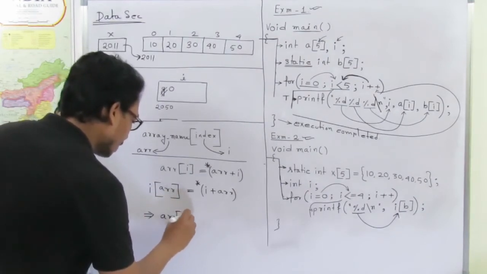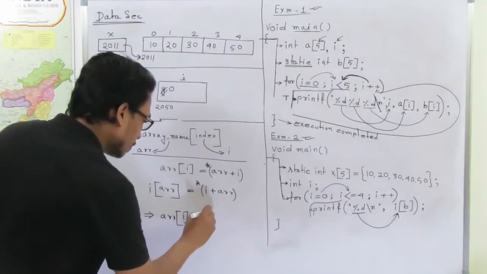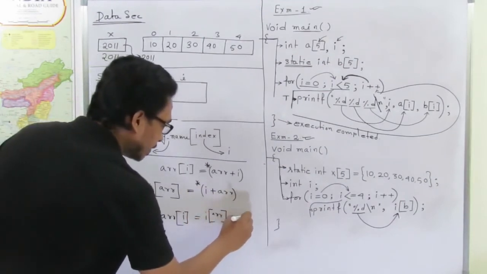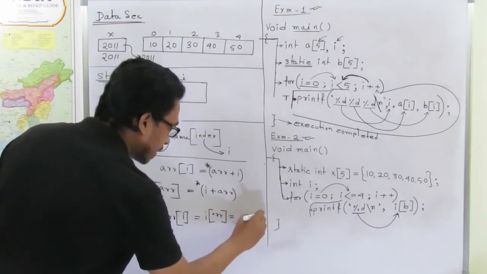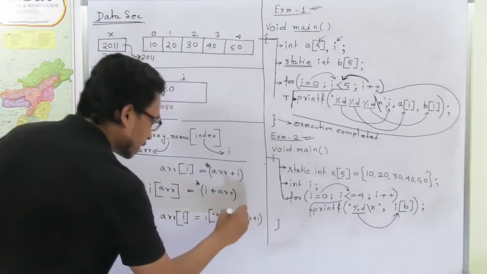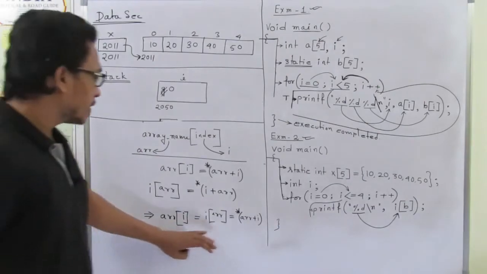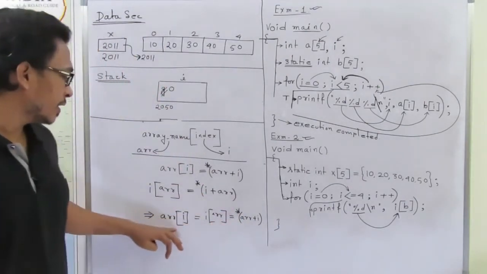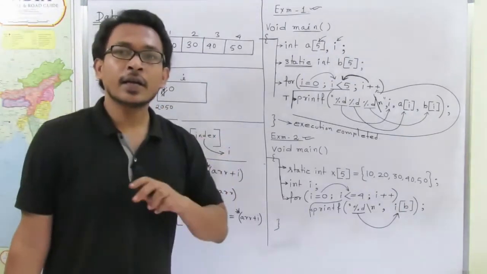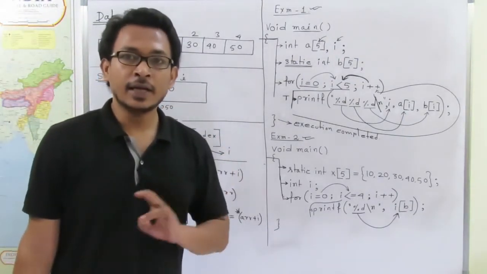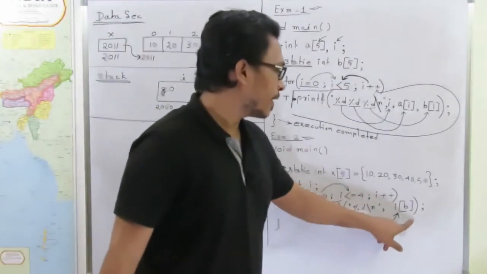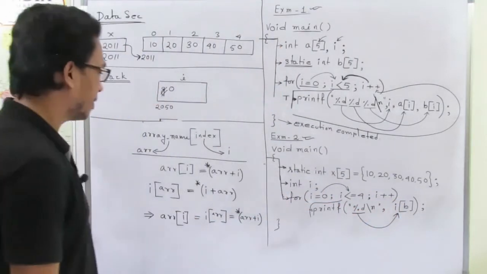So ARR[I] equal to I[ARR], and then (ARR + I) whole asterisk. All of these three instructions are equivalent. We can use any of these three instructions to access any element from any array. Clear? So the system can work with this particular instruction comfortably.